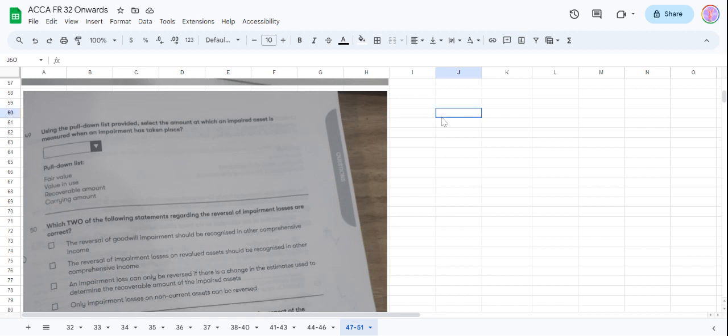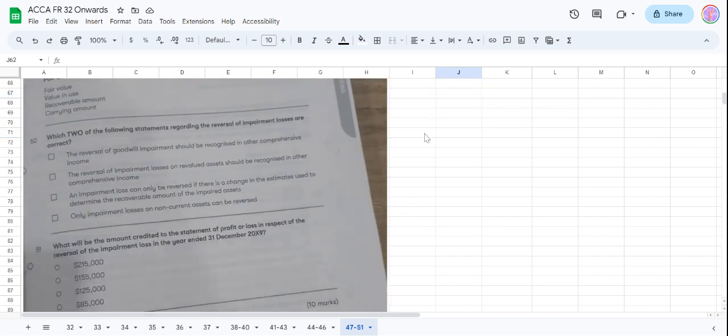49. Using the pull down list provided, select the amount at which an impaired asset is measured when an impairment has taken place. When an impairment has taken place, the impaired asset is measured at what? It is measured at recoverable amount. As per IAS 36, when an impairment takes place, the impaired asset is measured at recoverable amount.